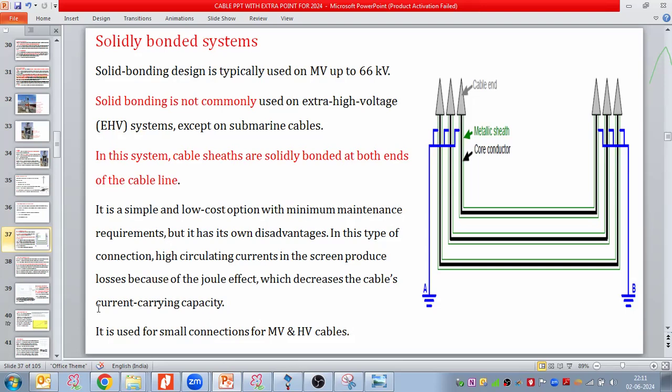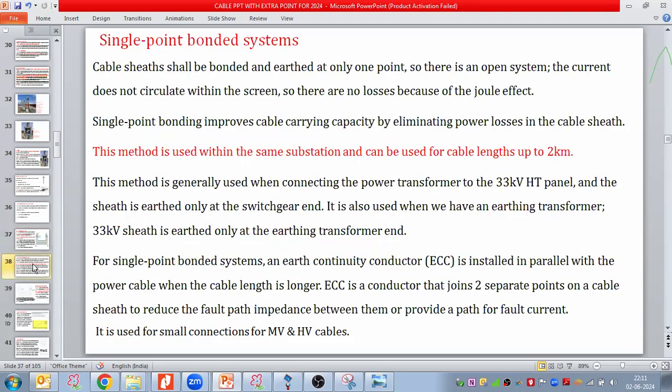Let us see the next type of connection, which is the single point bonded system, mostly used in substations. I hope you have heard that in substations we do single point earthing of the armoring. Armoring is earthed at the switchboard end. This is a common engineering practice. Armoring is earthed at the switchboard at one terminus. Why? To avoid the circulating current.